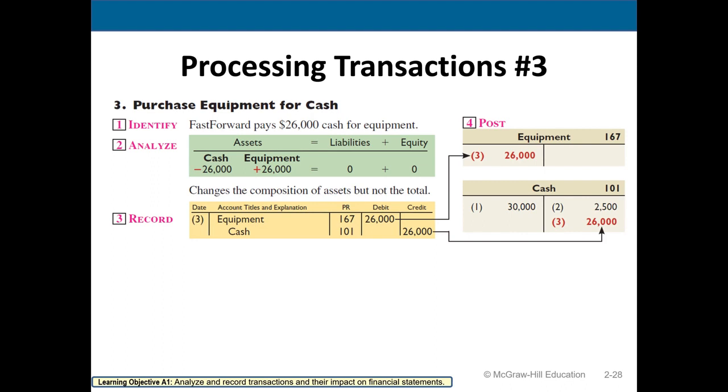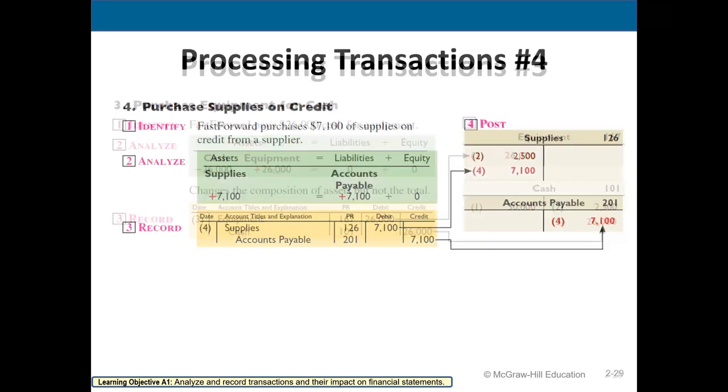Equipment, this is saying that we're buying equipment for cash and using cash to buy the equipment. It's the same thing. We're swapping one asset for another. And so we're doing our journal entry, posting it over to the account. And it's basically the same thing as supplies because equipment's an asset just like supplies.